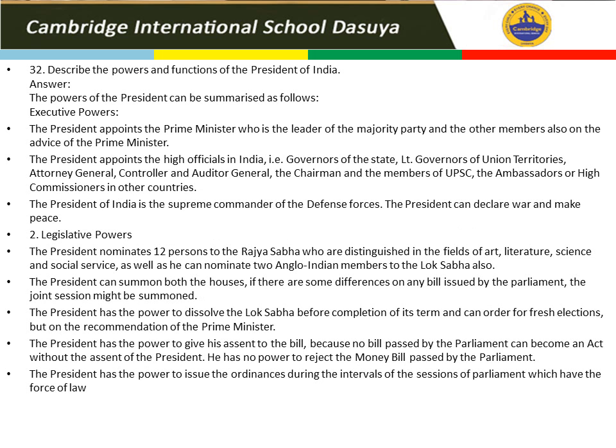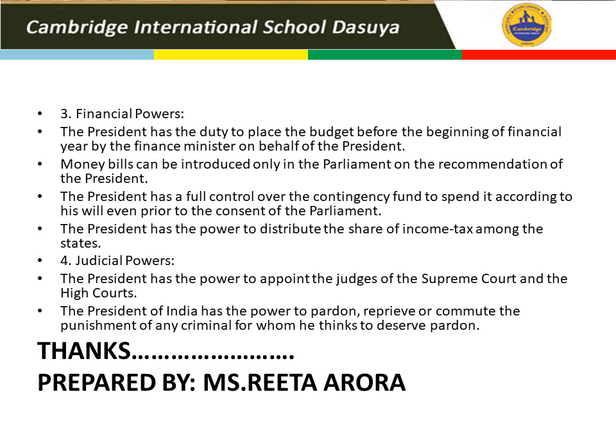Question number 32. Yes, 6 marks answer. See, if you have done 3 kinds of headings, each heading containing 3 points, marks will be awarded to you. Here we have discussed legislative power, financial power and judicial power. Judicial power, the most important thing: the president has the power to appoint the judges of the Supreme Court. Many of the students have done this line wrong because they have written that the PM has the power to appoint the judges of the Supreme Court as well as the High Court. The President of India has the power to pardon, reprieve or commute the punishment of any criminal whom he thinks deserves pardon.